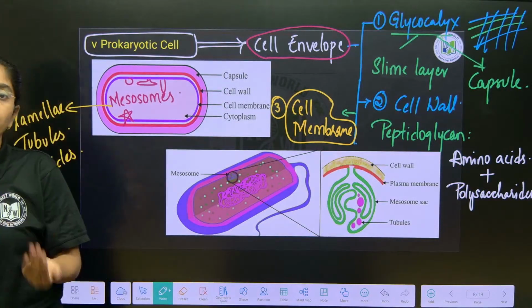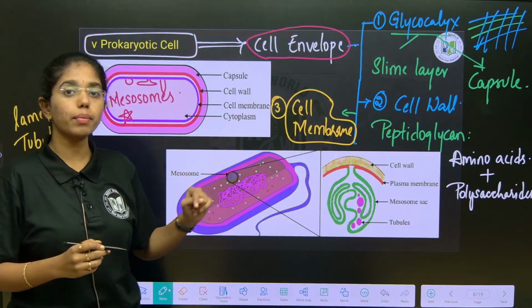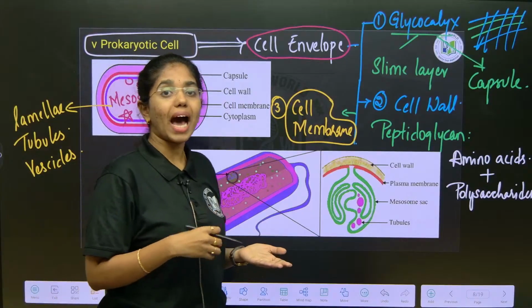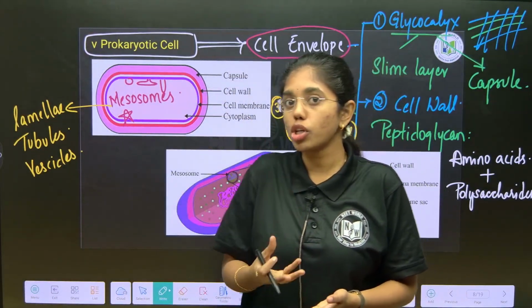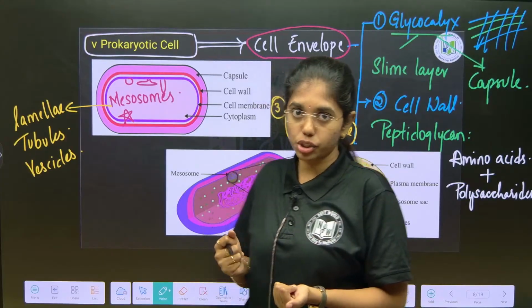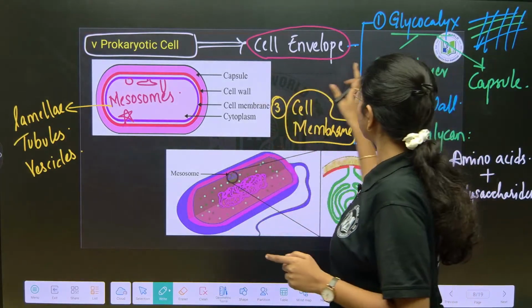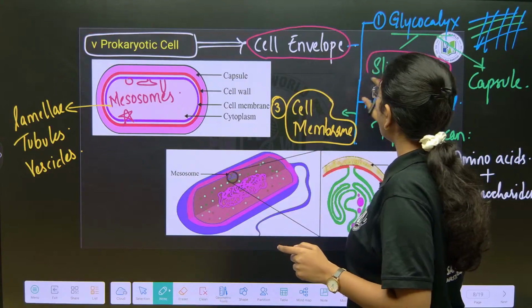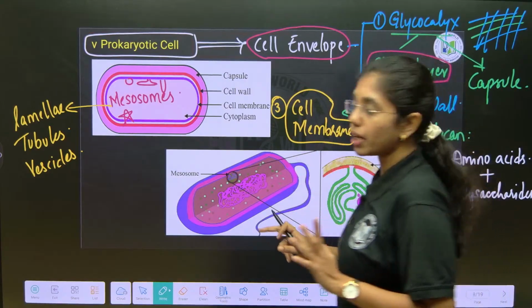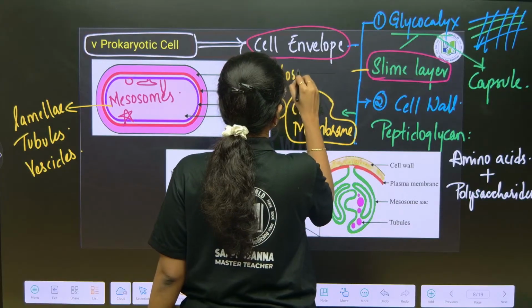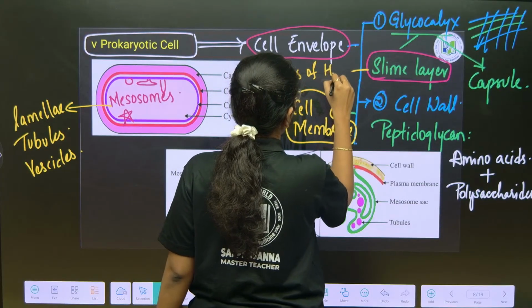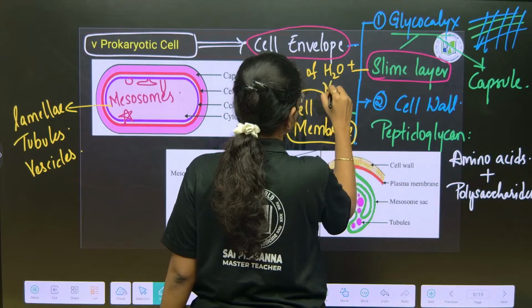In which type of bacteria can you see slime layer, beta? Those bacteria which are present in halophilic conditions or in extreme salty or extreme acidic conditions, wherein the slime layer will prevent loss of water and minerals from the bacterial cell.